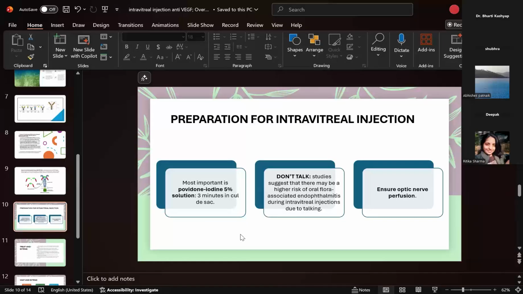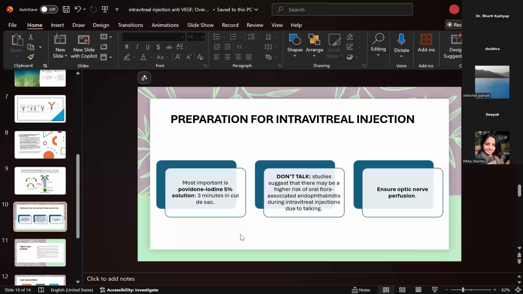Another important thing to note is that you should not talk while you are there to give the injections, because your oral flora contains microdroplets, and they are found to be most responsible for causing endophthalmitis when you're doing injections. You may think that you have taken all the aseptic measures, but if you continue to talk and are without a mask, those microdroplets can lead to endophthalmitis.